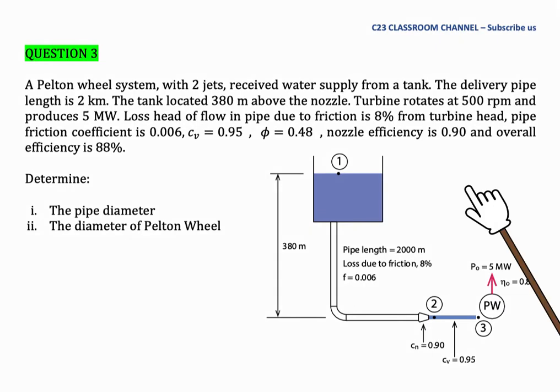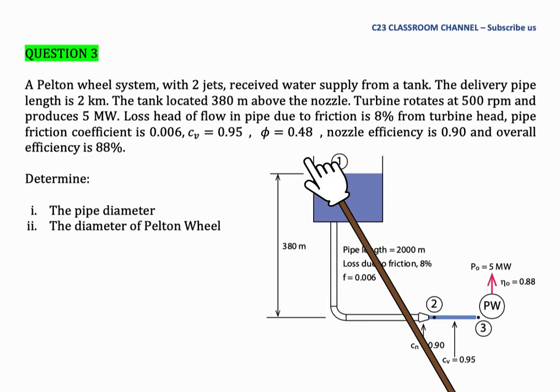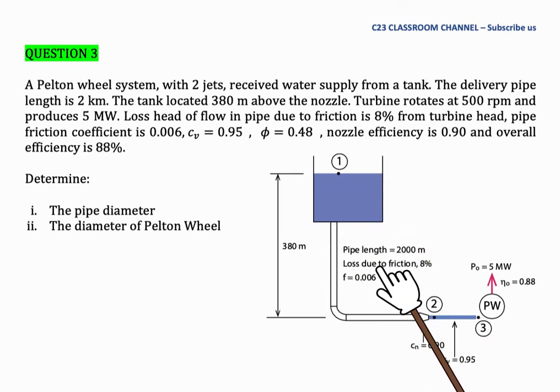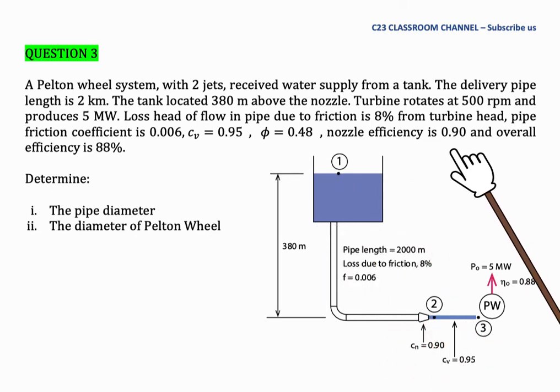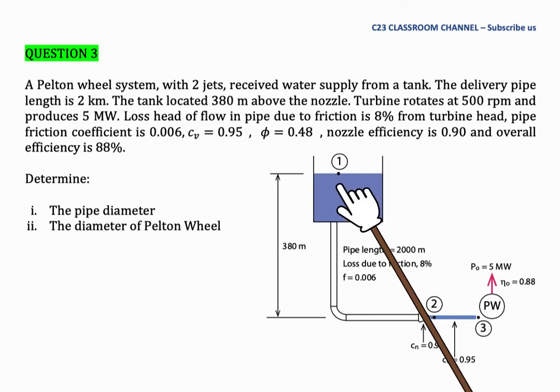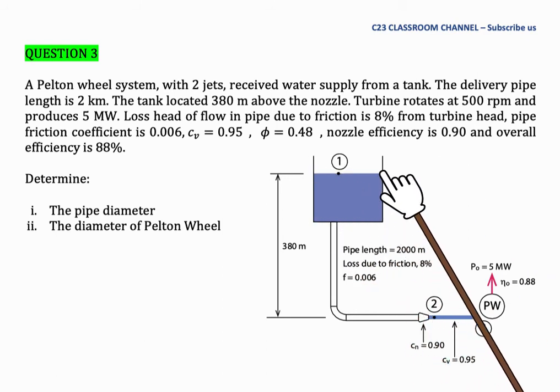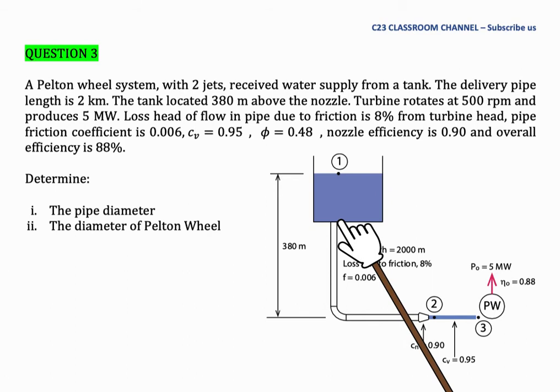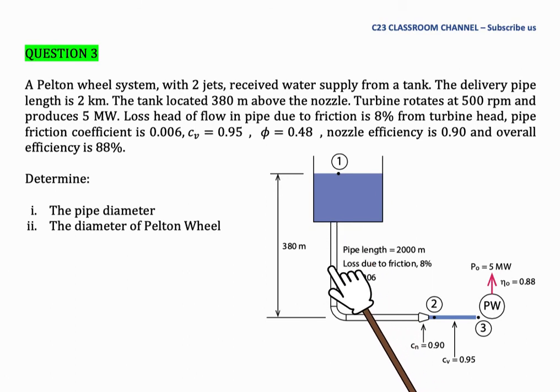Before we solve this question, I hope you are capable of drawing a diagram like this based on all the parameters given in the question. We have a tank here, and this tank is connected with a pipe system like this. We have a nozzle, and the water jet comes from the nozzle and hits the bucket in the Pelton wheel.